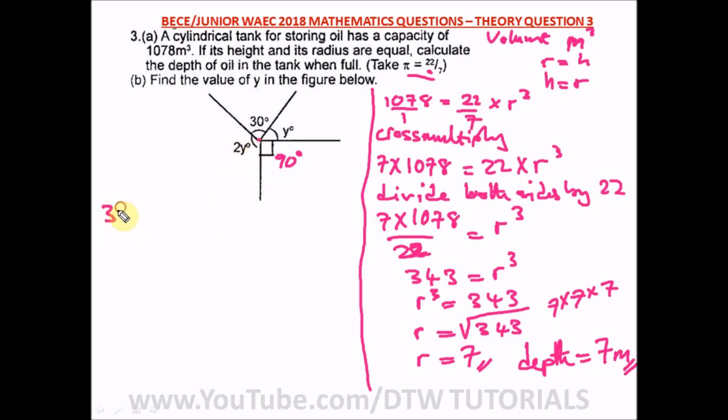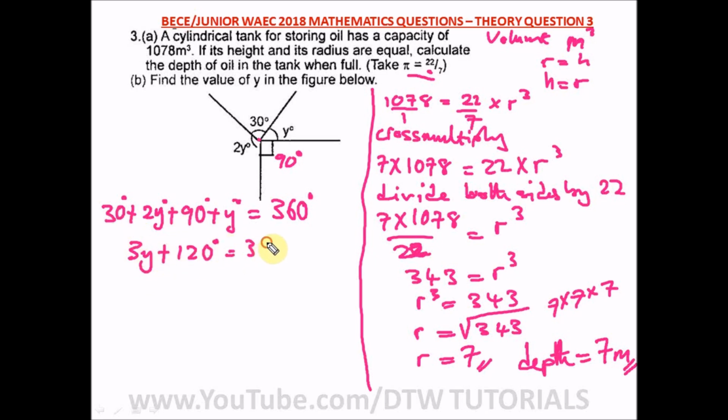So we have 30 plus 2y plus 90 plus y is equal to 360 degrees. These are all in degrees. Here we're left with 2y plus y, which is 3y, and 30 plus 90 gives us 120 degrees, equal to 360 degrees.